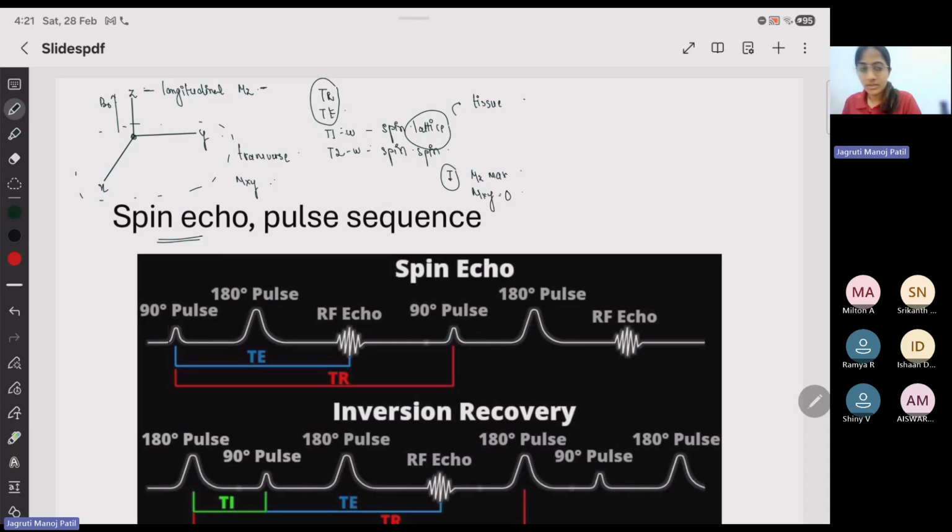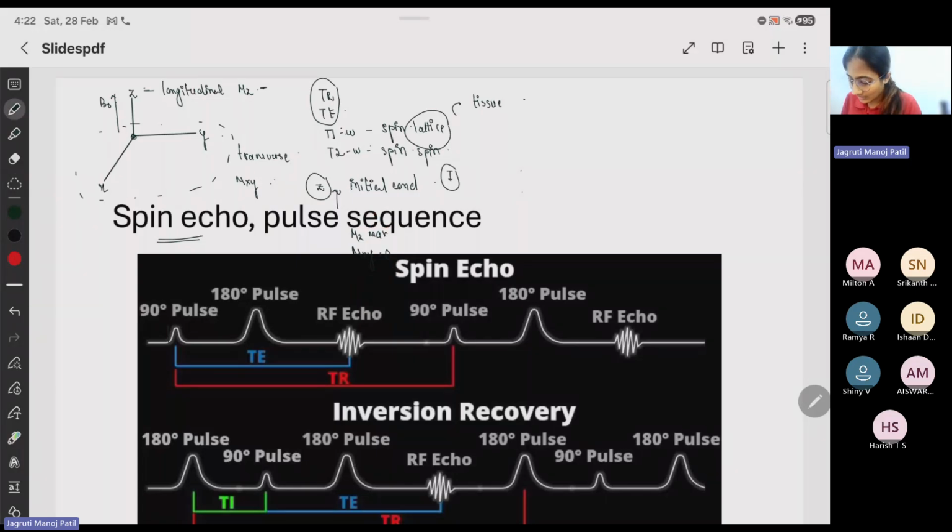Mxy as 0. Okay. Sorry, what was your initial condition? Your initial condition is that your magnetism is aligned to the z-axis. So in that case, these are your conditions: Mz is maximum and your Mxy is 0.